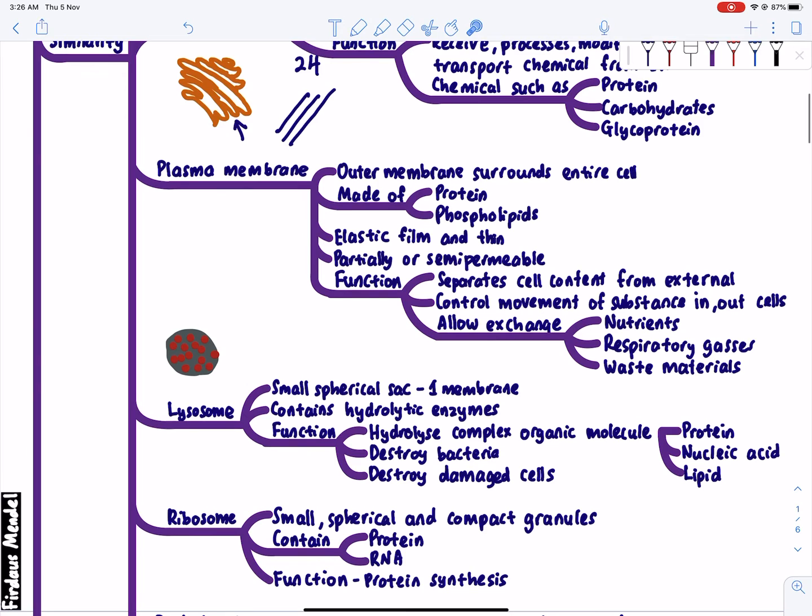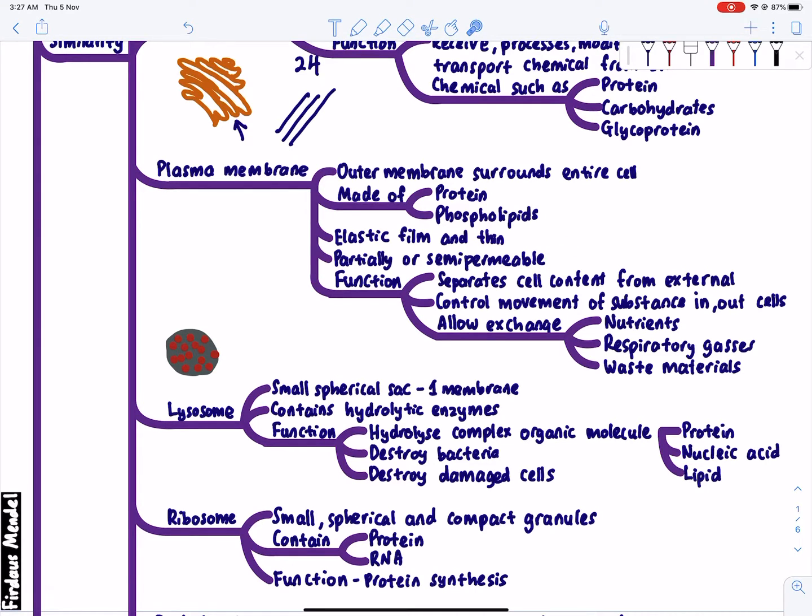Plasma membrane: outer membrane surrounding the entire cell, made of protein, phospholipid, and of course a lipid here that we call cholesterol, for example, between the tails. You will learn this in more detail in chapter 3. Movement of substances across the plasma membrane. Elastic, firm and thin, partially or semi-permeable.